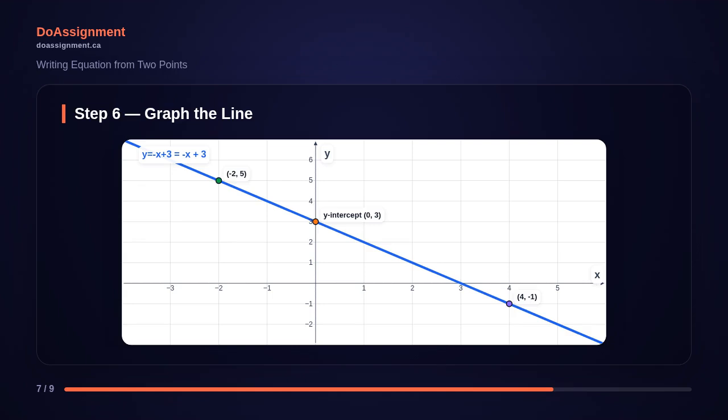Here is the graph of y equals -x plus 3. The line crosses the y-axis at 3 and has a downward slope of -1, passing through both of our original points, -2, 5 and 4, -1.